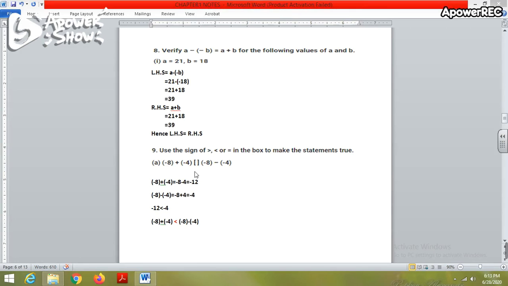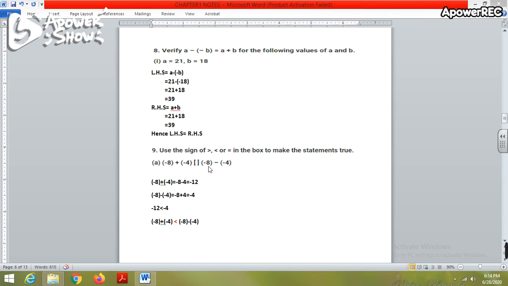So again I am doing the first part of this question. The rest of the part you have to do on your own. So in the A part, the question is -8 plus -4. Here you have a bracket and -8 minus -4. So on the left hand side of this bracket you have -8 plus -4, which is equal to -8 minus 4, which is equal to -12. So after solving the numbers on the left hand side of this box, we get -12.